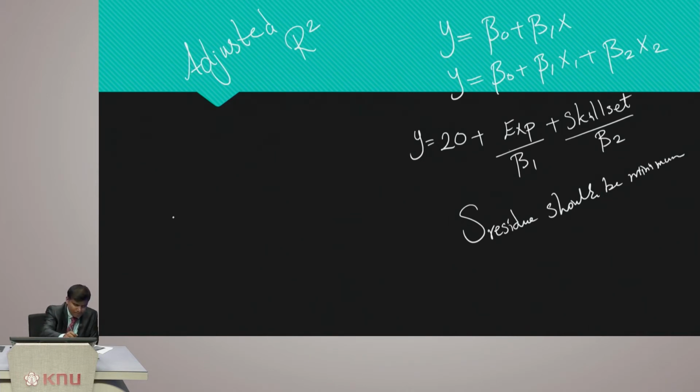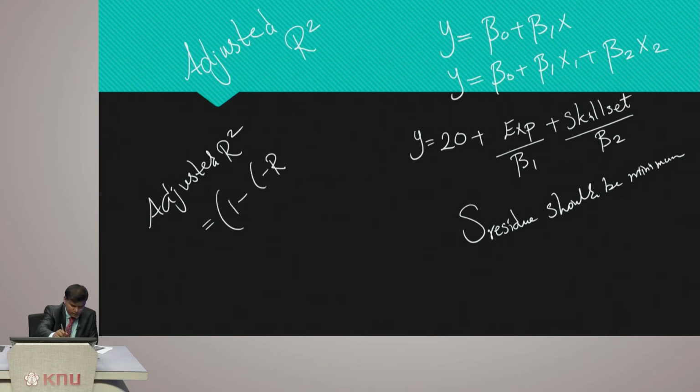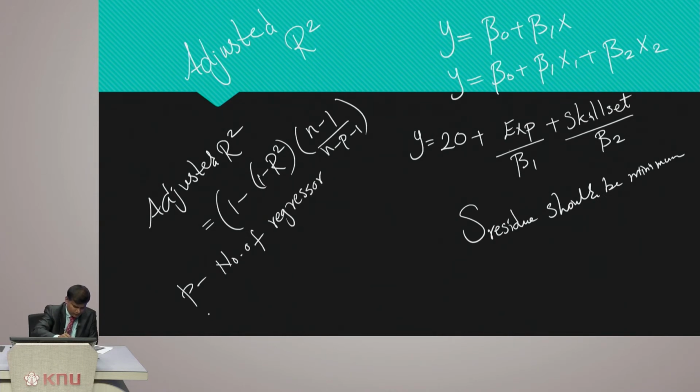So adjusted R square can be written as 1 minus (1 minus R square) times (n minus 1) divided by (n minus p minus 1), where p is the number of regressors and n is the sample size.